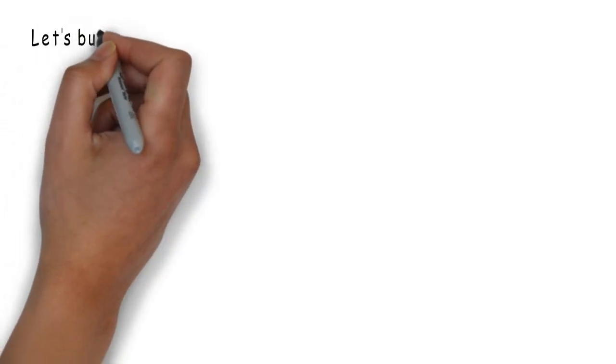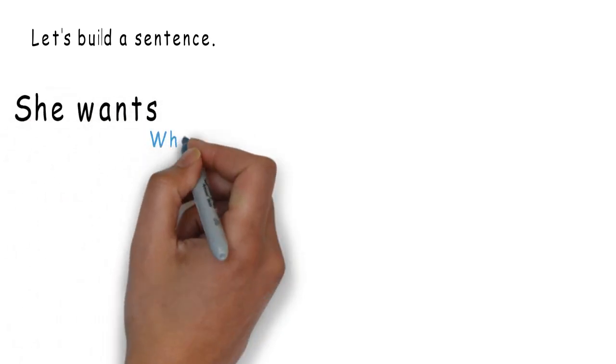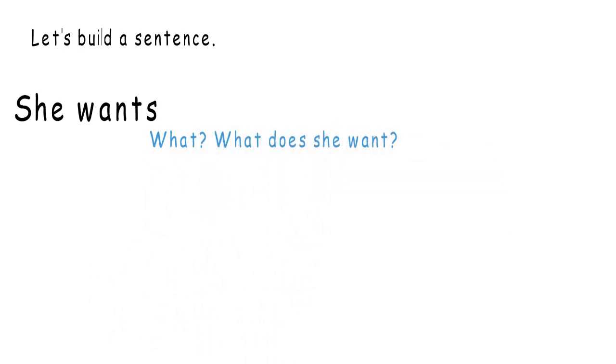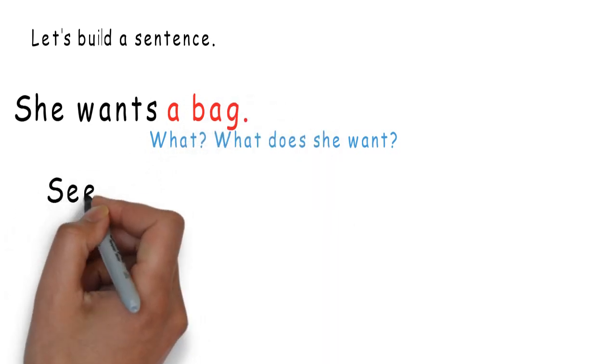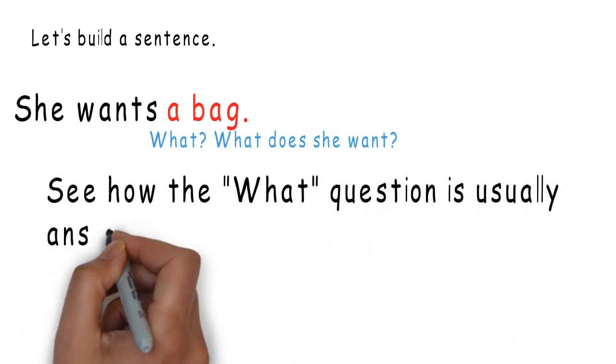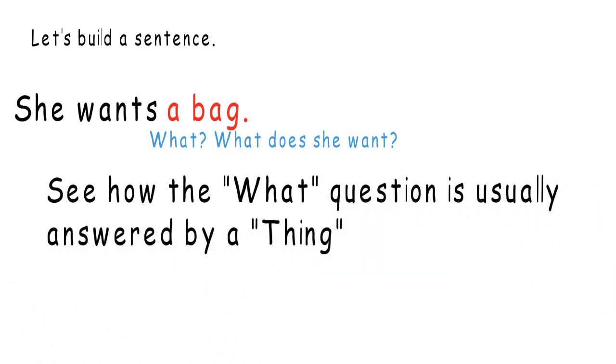Let's build a sentence. She wants, she wants what? What does she want? She wants a bag. See how the what question is usually answered by a thing, a noun. She wants a bag.